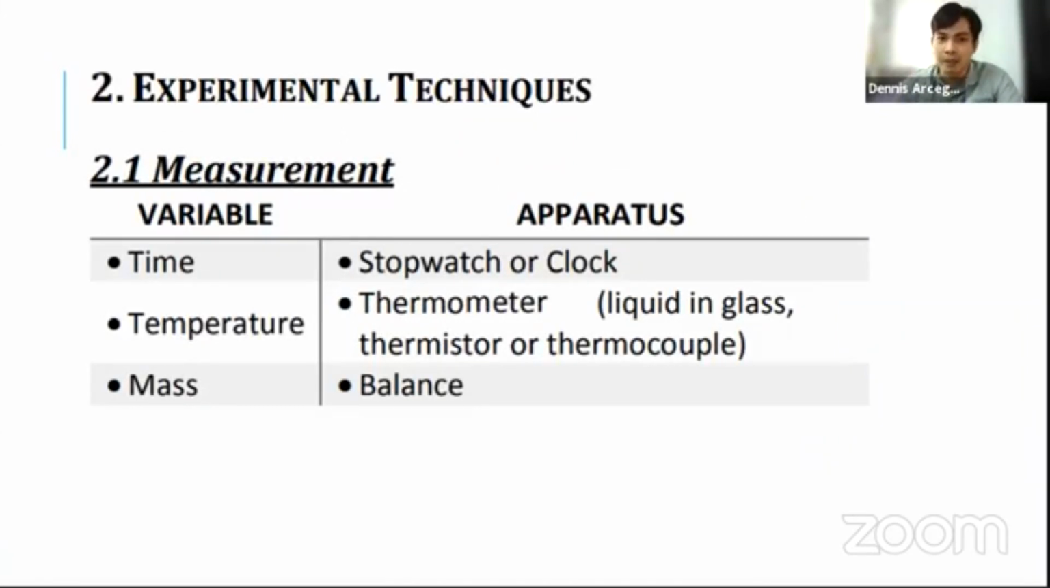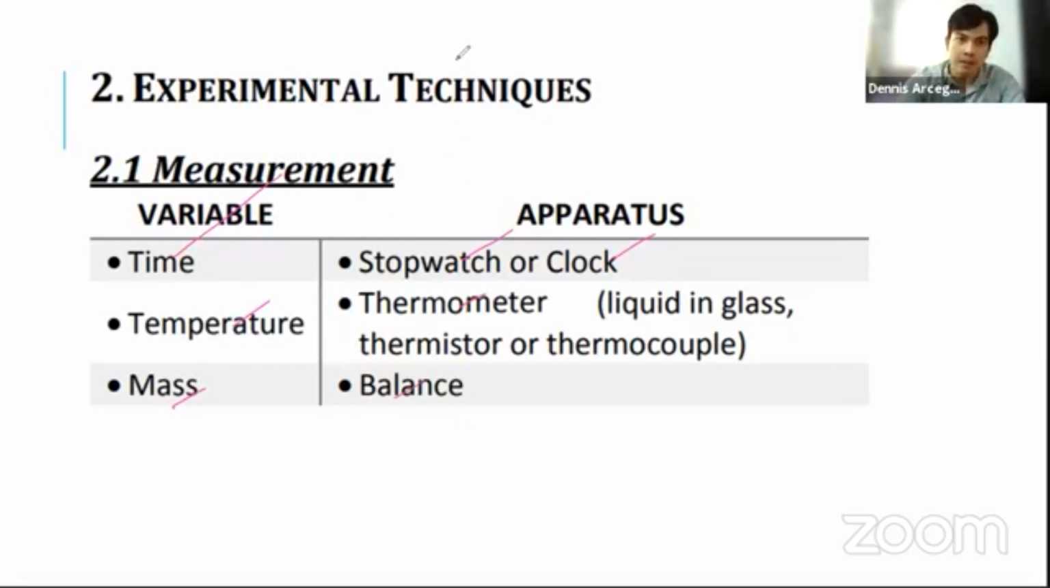So for these experimental techniques, of course, you should know the different apparatus that you will use to measure different variables. So let's say, for example, time. So it's basic, stopwatch and then clock. Then temperature is for thermometer, like that, and then mass for balance.